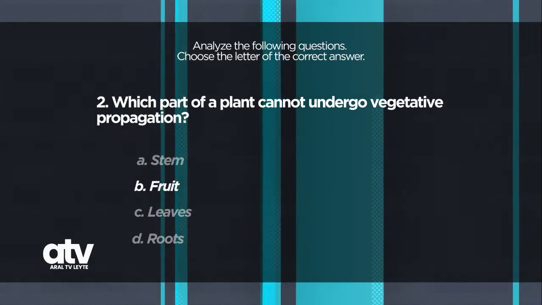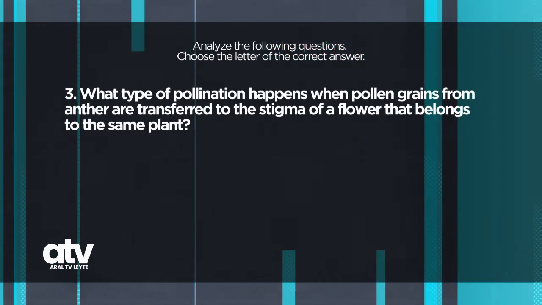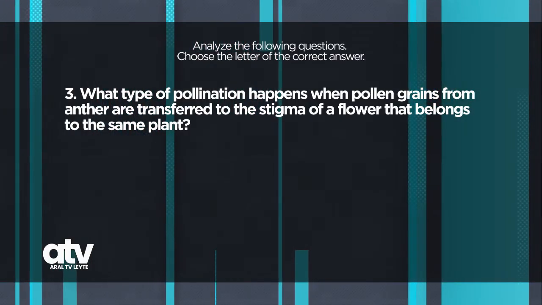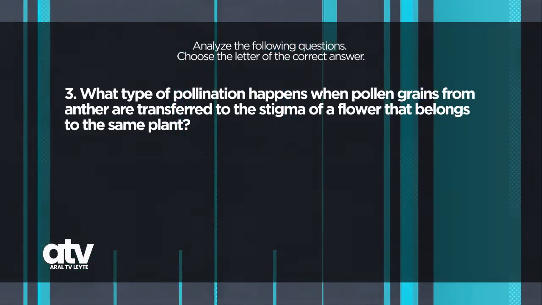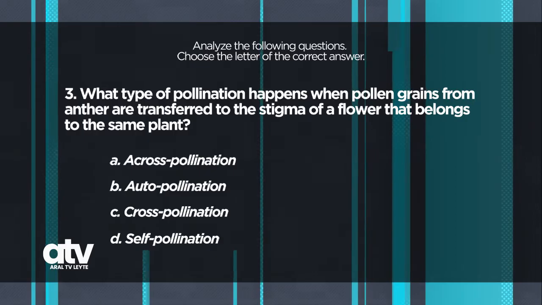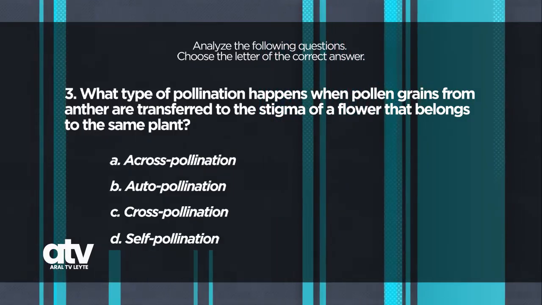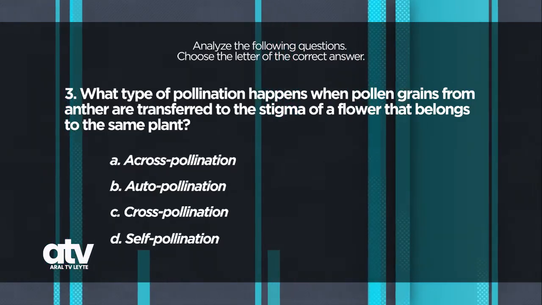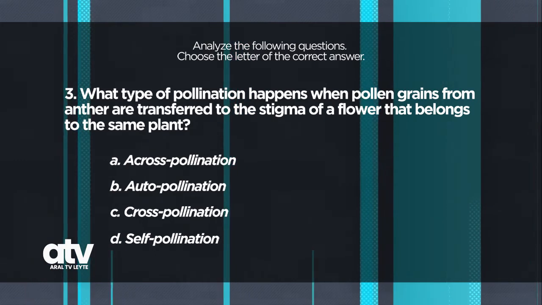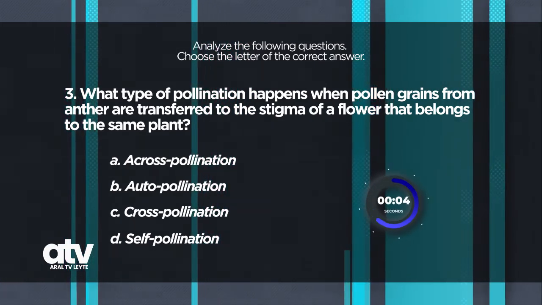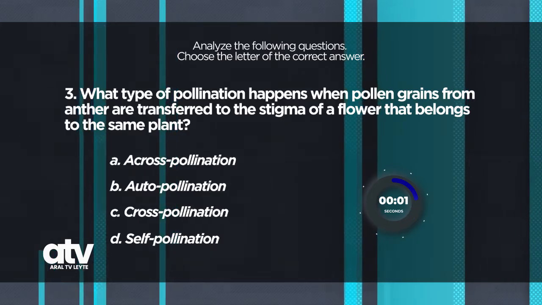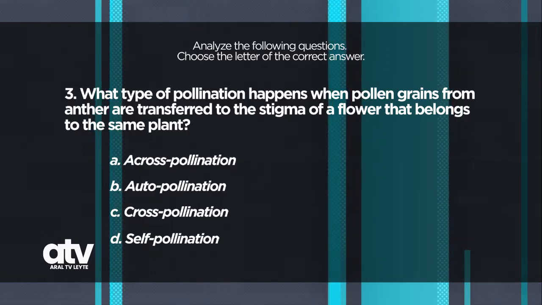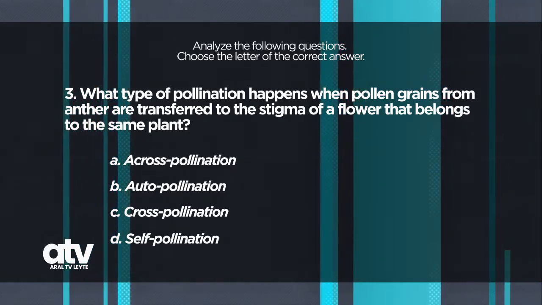Number 3. What type of pollination happens when pollen grains from anther are transferred to the stigma of a flower that belongs to the same plant? A. Cross-pollination. B. Auto-pollination. C. Cross-pollination. D. Self-pollination. The correct answer is letter D. Self-pollination.